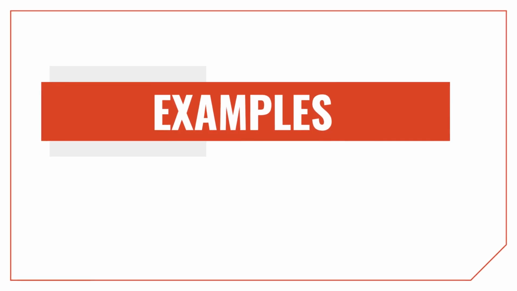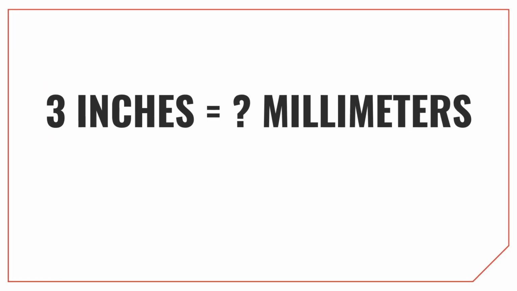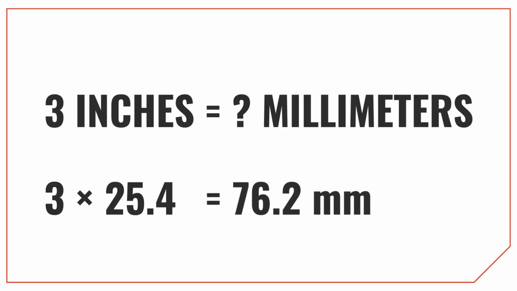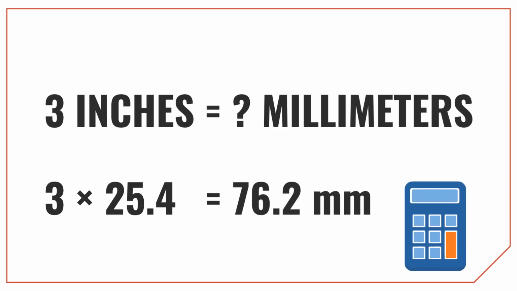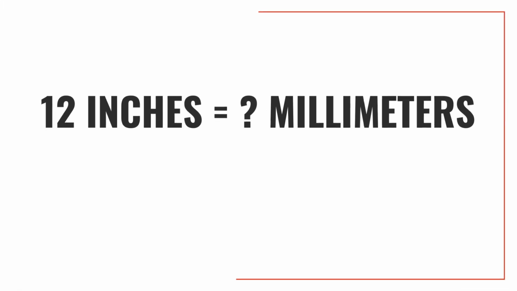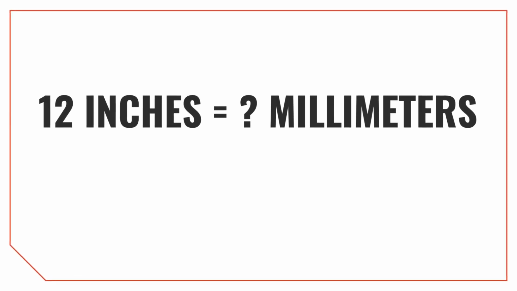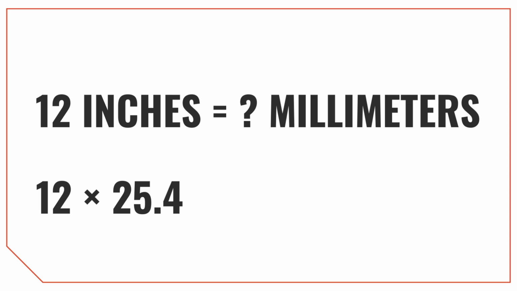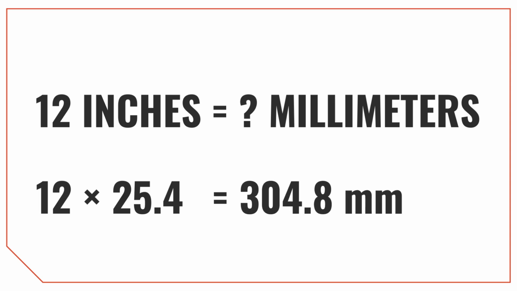Let's look at how to convert 3 inches to millimeters. To get the answer, multiply the length in inches by 25.4. So, 3 inches times 25.4 is equal to 76.2 millimeters. You may need to use a calculator for some of these conversions. Let's try another example and convert 12 inches into millimeters. Just like before, multiply the inch measurement by 25.4. 12 times 25.4 is equal to 304.8. So 12 inches is equal to 304.8 millimeters.